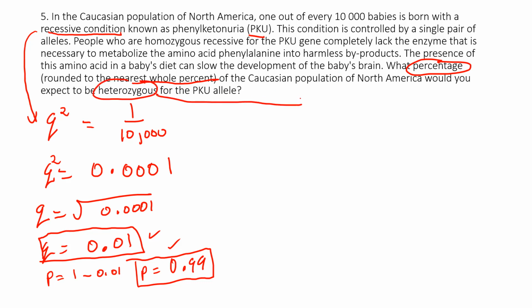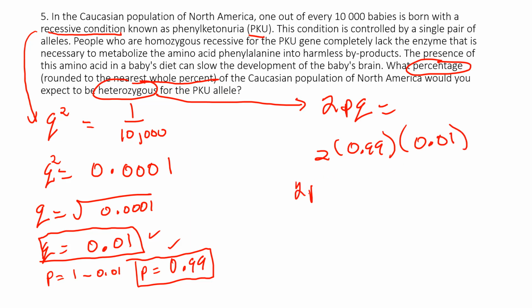Okay, so heterozygous, part of our formula that represents that is 2PQ. And we are just going to pop those numbers in now. So 2 times P, 0.99, which we already determined down here, times our Q, which is 0.01. Multiply that out and we get 2PQ equals 0.0198.